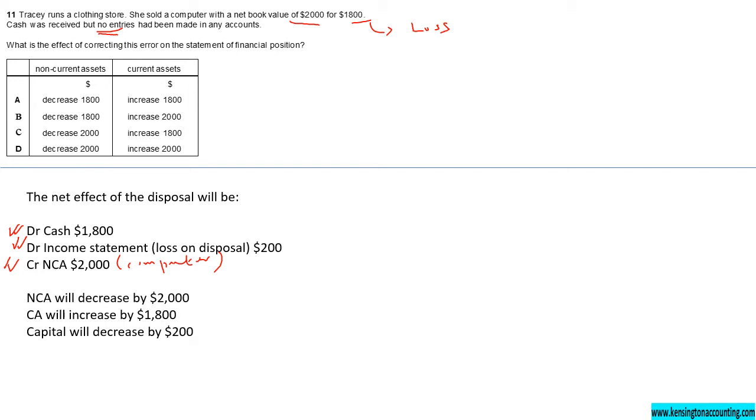Therefore, the net effect of this transaction on the statement of financial position is, first, the cash account will go up by 1,800. And the net current asset will go down by 2,000. Obviously, the loss will affect the capital account, but the question doesn't refer to the capital account, so we can ignore that. Therefore, the correct answer is C.